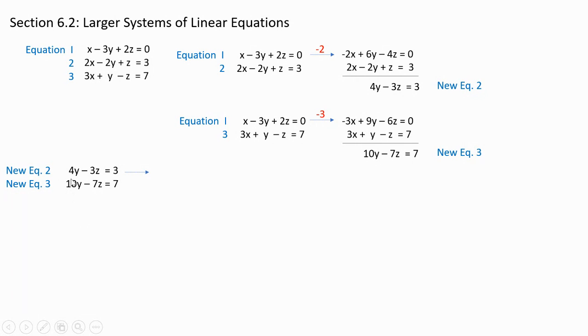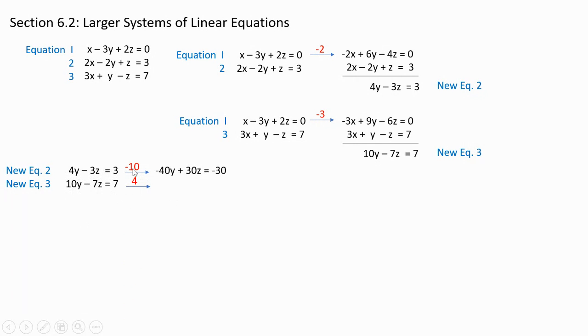So we want to get rid of the y's, right? So I'm going to multiply one by a negative number because they're both positive, right? So I'm going to multiply equation number 2 by -10 and equation number 3 by 4, right? Because -10 times 4y will give us -40y, and 4 times 10y will give us +40y, and they'll be eliminated. But again, I need to use legal math concepts, so I need to multiply -10 times every term on equation 2, and 4 times every term on equation 3.